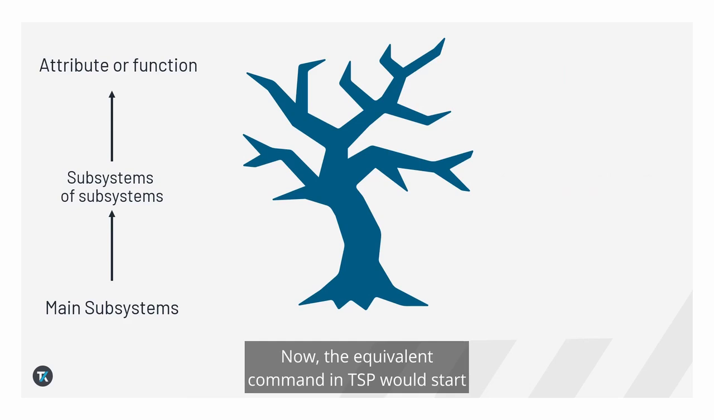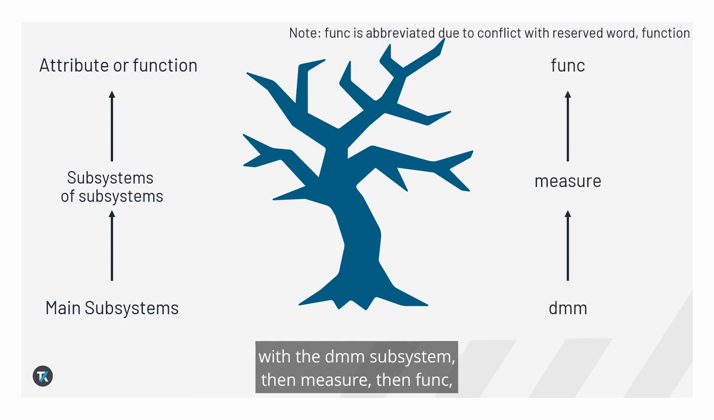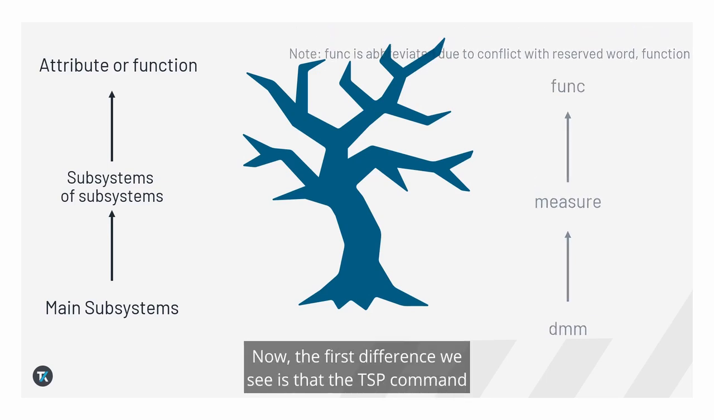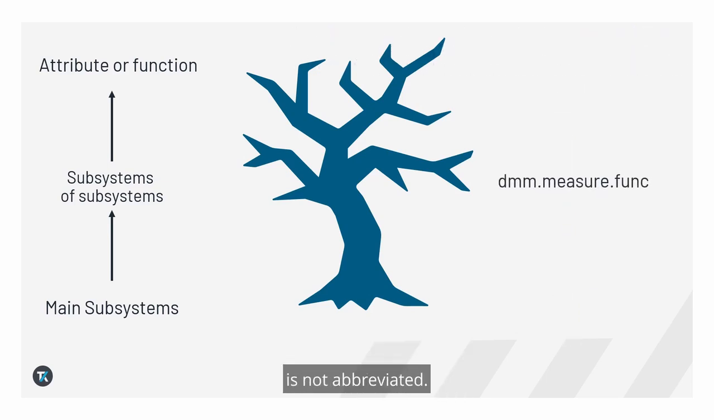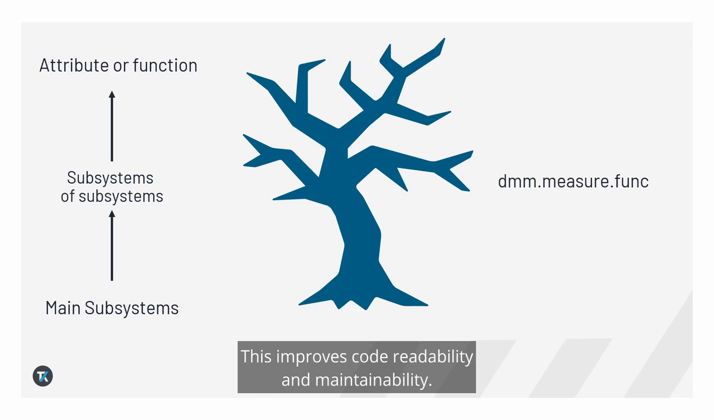Now the equivalent command in TSP would start with the DMM subsystem, then measure, then func for function. Now the first difference we see is that the TSP command is not abbreviated. This improves code readability and maintainability. The second difference is that the subsystems in the command are separated by periods instead of colons.